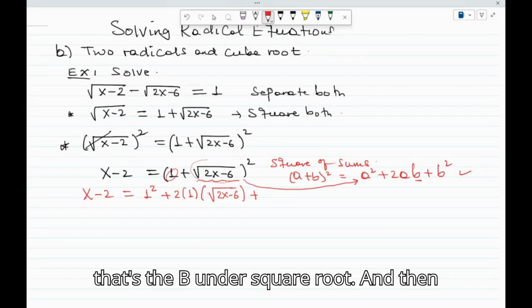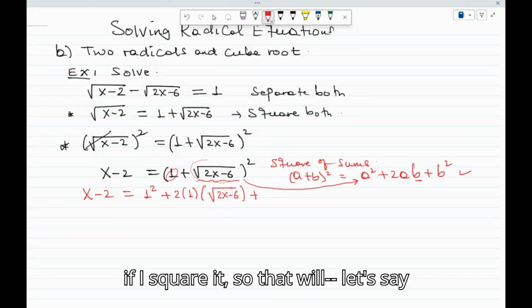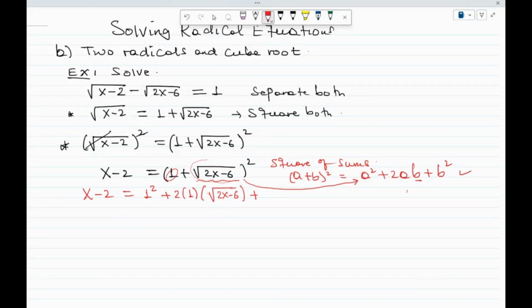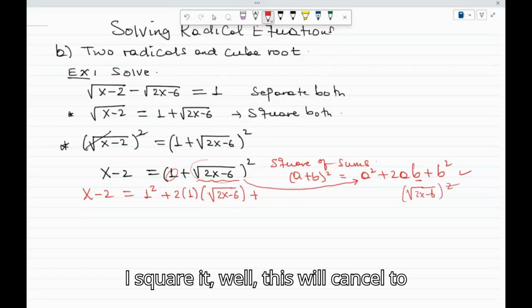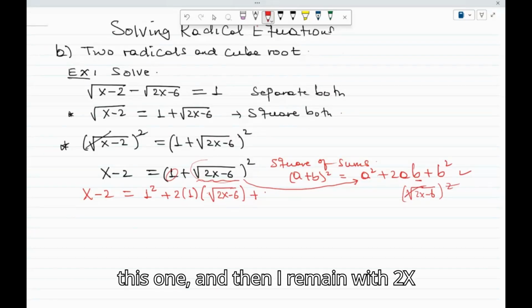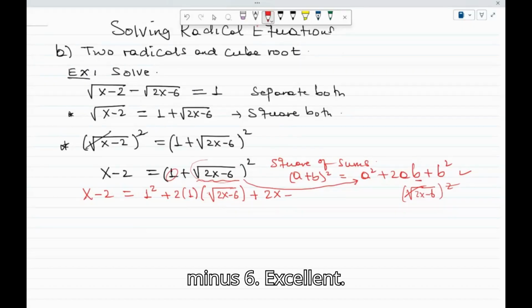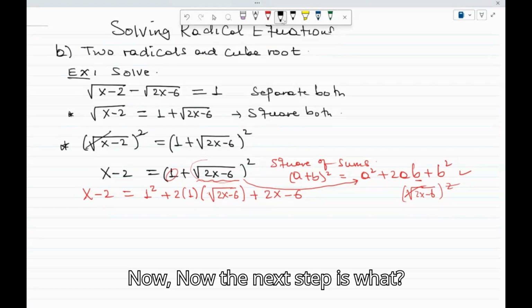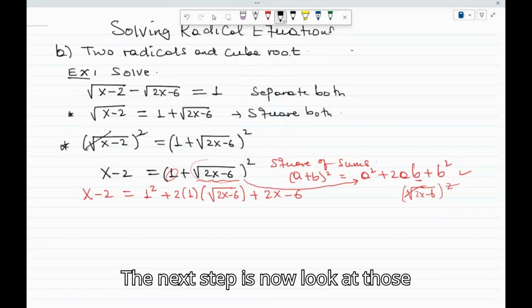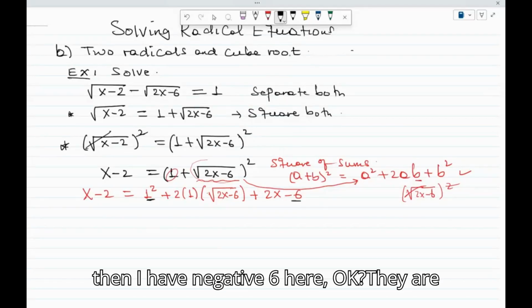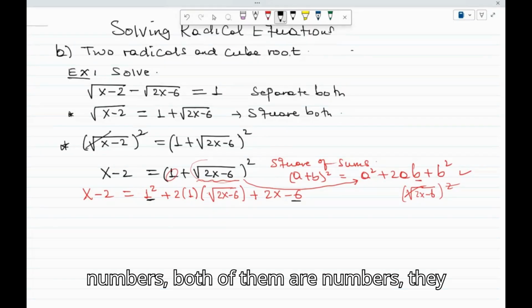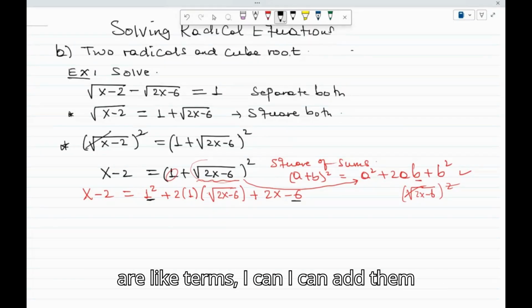So that's b under the square root, and if I square it, the square and the square root cancel, and I remain with 2x minus 6. Excellent. Now the next step is what? Look at those numbers. 1 squared is 1, and then I have negative 6 here. They are numbers, both of them are like terms. I can add them together.